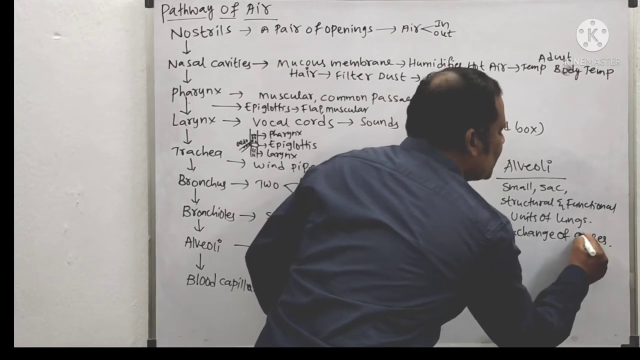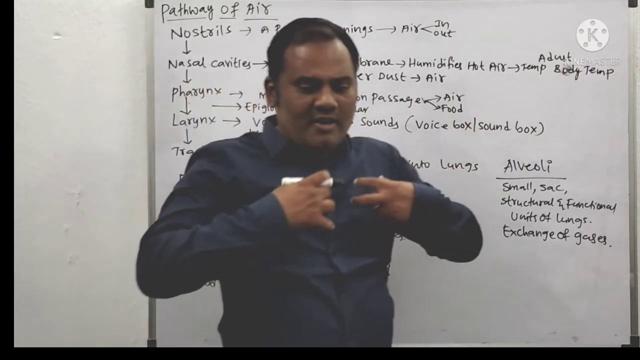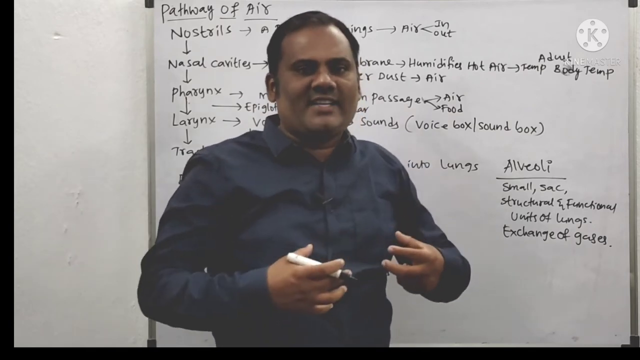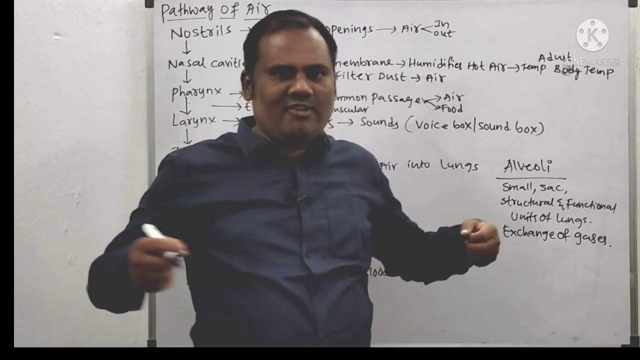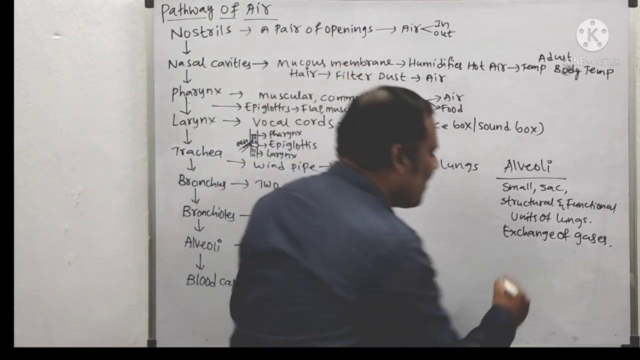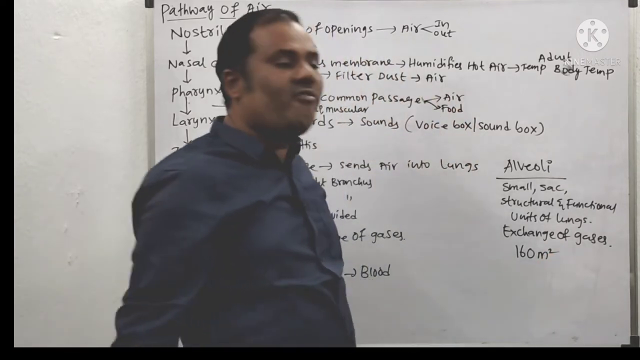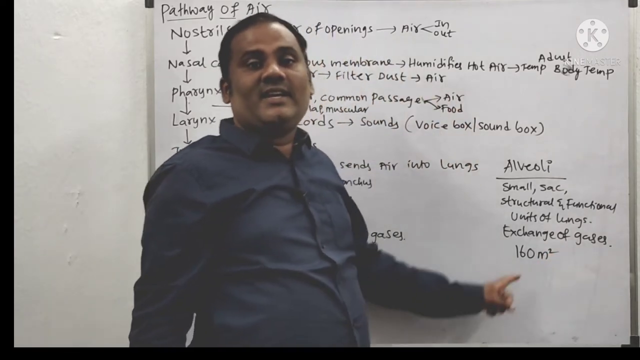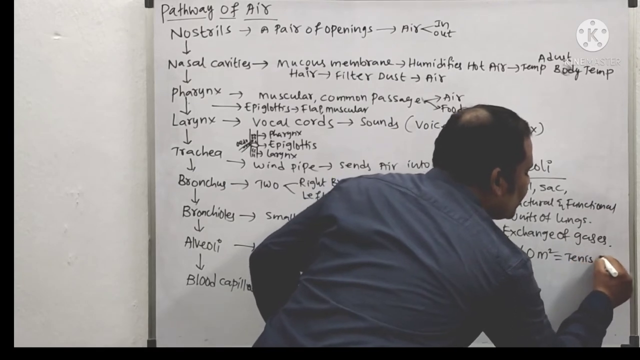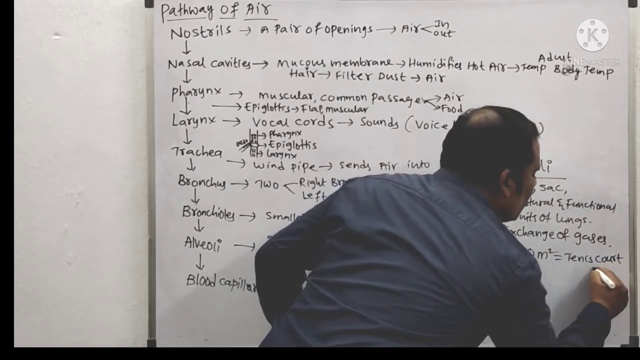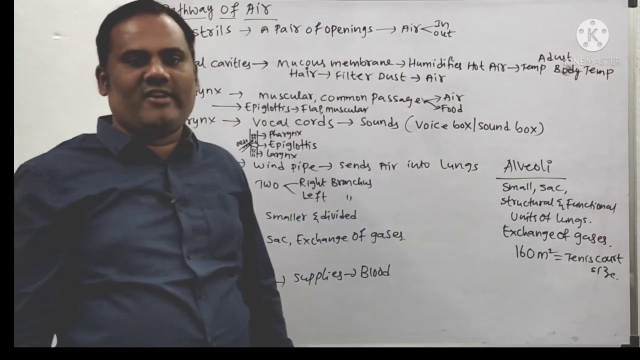Exchange of what? Gases. The main use of alveoli is exchange of gases. And one interesting fact is that when you remove an adult person's lungs and spread out the alveoli, it covers an area of 160 square meters. An area of what? 160 square meters. That is equivalent to a tennis court size. That much area can be occupied. This is about the alveoli.